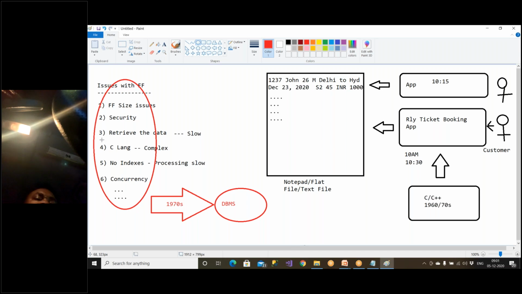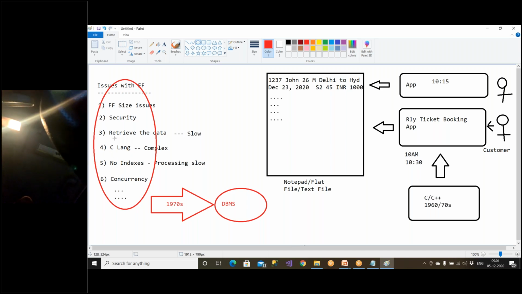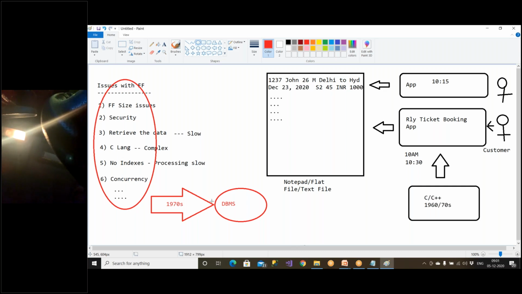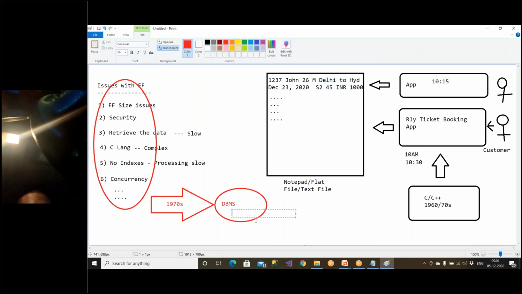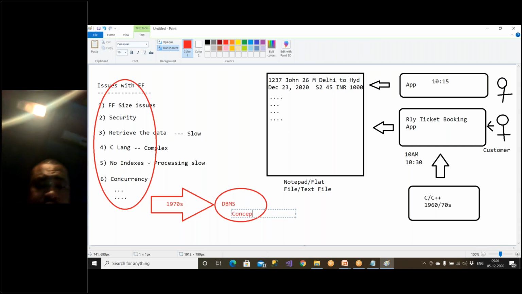We should not use the C language. We need to identify a new language. The C language is very, very complex. So in the 1970s, the database management system concept was created and released to the public. It is a concept, not a software.